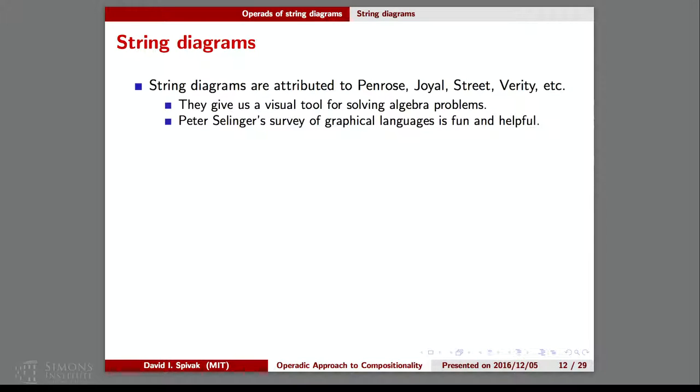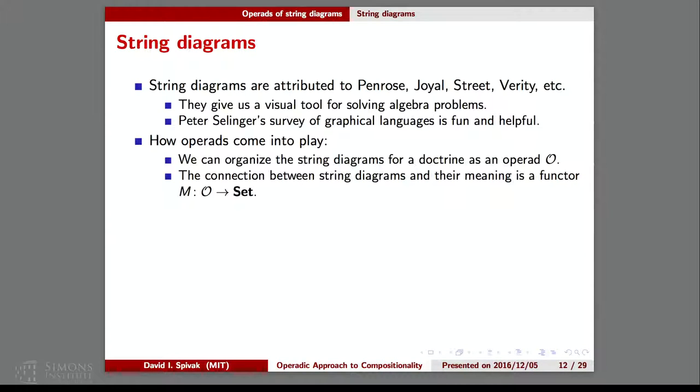Okay. So string diagrams are attributed to Penrose and Joyal, Street, Verity, and other people. They give us a visual tool for solving algebra problems. You can look at the algebra problem in a string diagram language, and guess. You can use your visual system to answer questions, but not whether two morphisms are equal, for example.